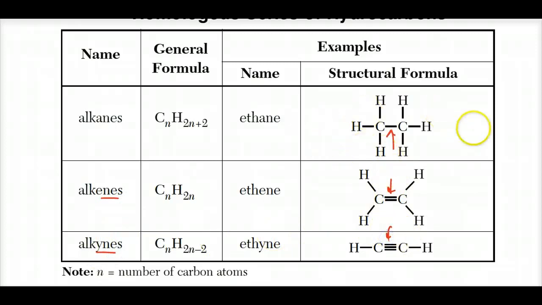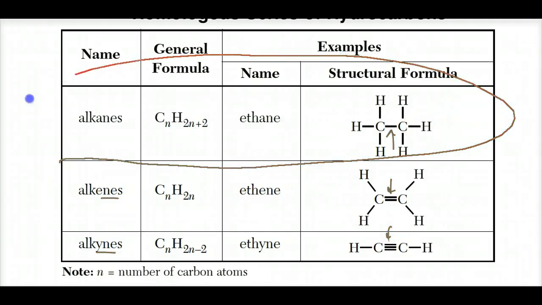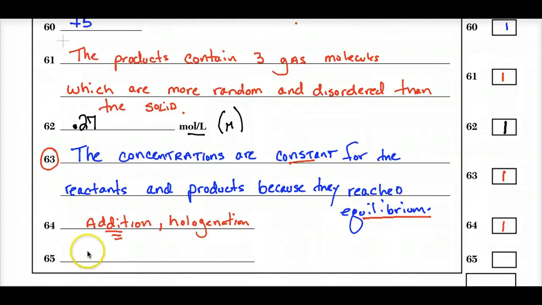You should know that the top ones right here are your saturated. They're holding the maximum amount of H's. Notice that CnH2n+2. And these are CnH2n and CnH2n-2. These don't hold on to the same amount of H's because carbon must make 4 bonds. So because there's a double bond in that hydrocarbon, the homologous series is an alkene. So number 65 is an alkene.